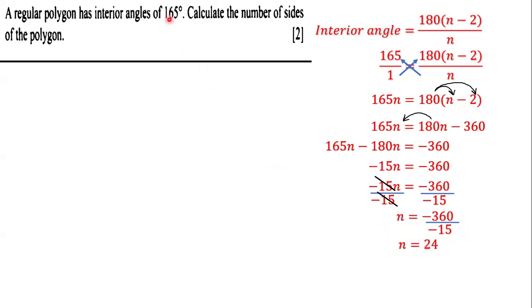And that's given that the interior angle is 165 degrees. So if the interior angle is 165 degrees, then that means that the number of sides of this regular polygon is 24 sides. And that's the answer to this question.